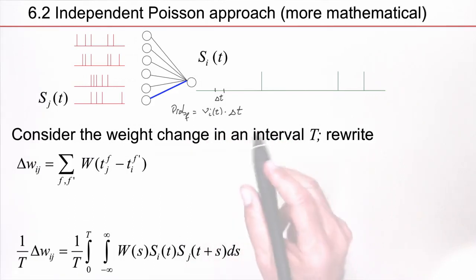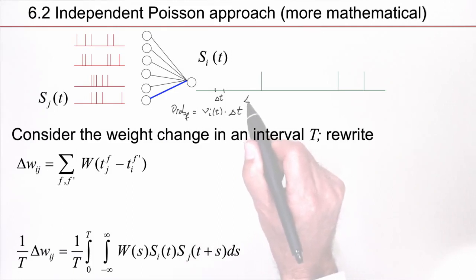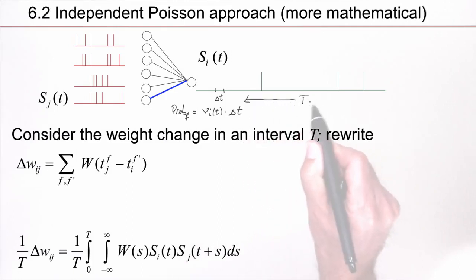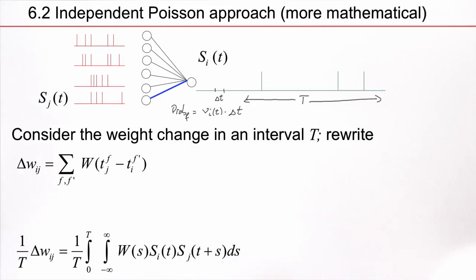Now we are interested in the weight change over a much longer time window, which I call capital T. So we consider the weight change in this interval, and this is the sum over all pairs of spikes of the presynaptic neuron and of the postsynaptic neuron that occur in this window, capital T. Let's first rewrite this expression. And to do that, I use this notion of a spike train.